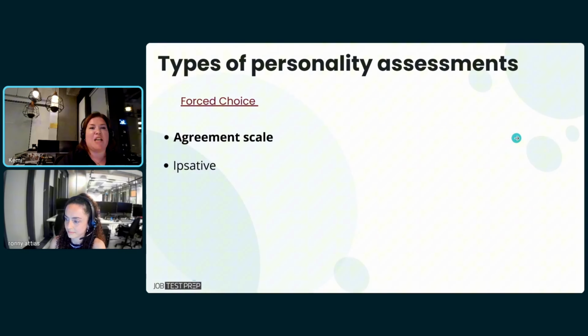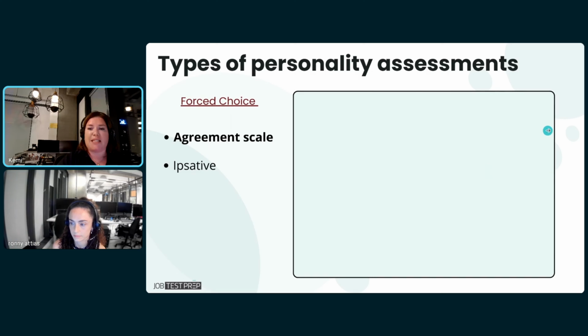Thank you, Hadassah. So let's talk about the different types of personality assessments that you may encounter. There are two main types of personality assessments out there. First of all, we're going to talk about forced choice assessments. Forced choice assessments are generally presented as a series of statements where you are forced to choose between those statements which most describe you or least describe you.